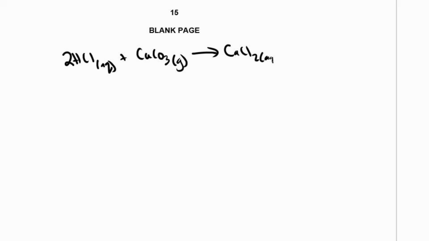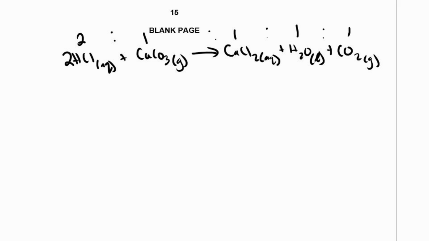So we have 2 HCl, aqueous, plus CaCO3, solid, produces CaCl2, aqueous, plus H2O, liquid, plus CO2, which is a gas. We're not interested in everything. We're interested in the hydrochloric acid, calcium carbonate, and carbon dioxide. So we have a 2 to 1 to 1 ratio.